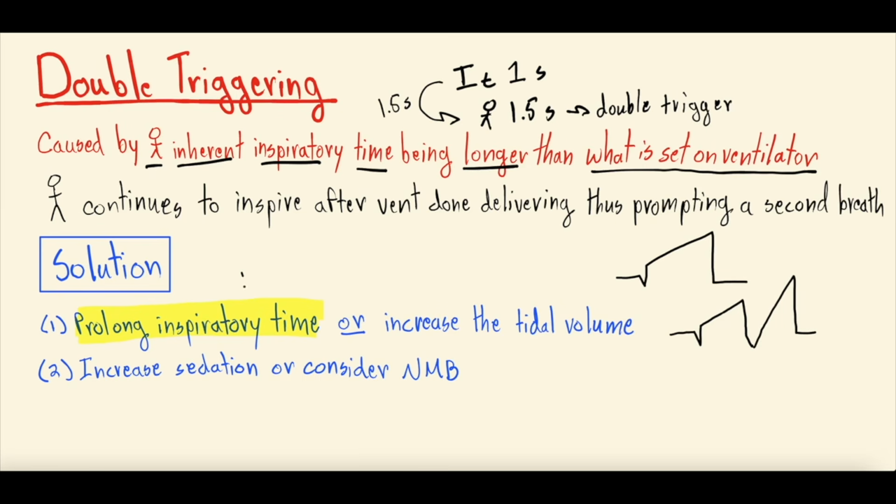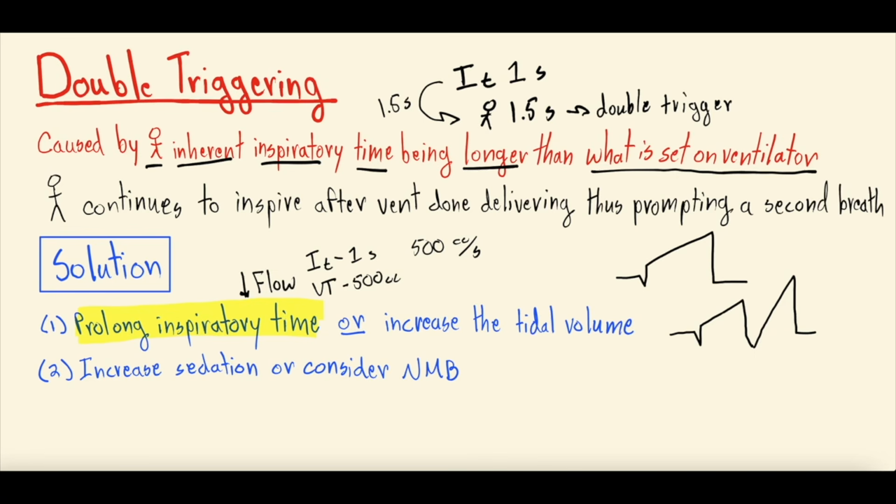Another way to think about this is decreasing the flow. You might hear that, but in volume control, the flow is essentially a result of the inspiratory time and the tidal volume. If you're delivering 500 cc's over 1 second, the flow is going to be 500 cc's per second. So decreasing the flow essentially just means prolonging the inspiratory time.